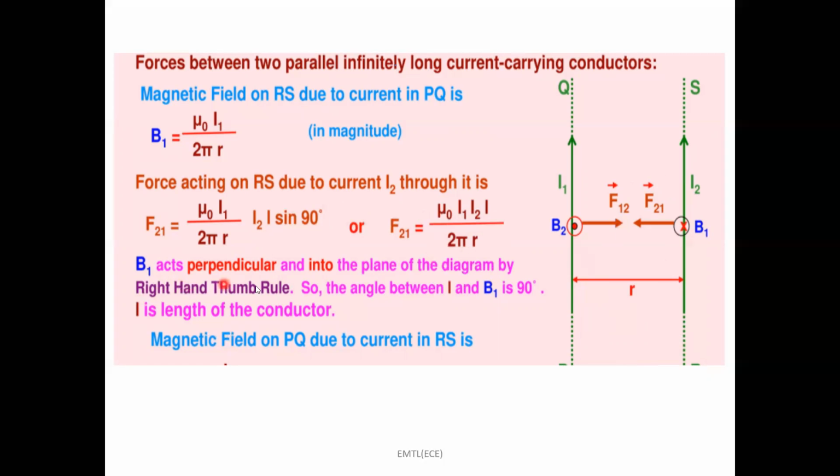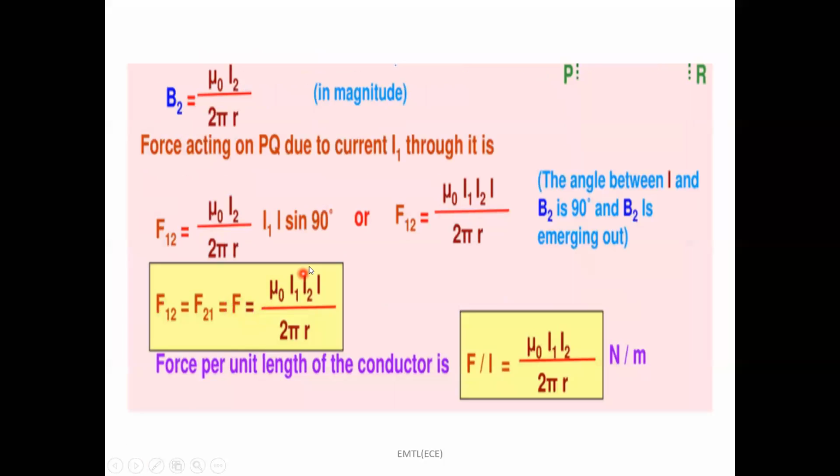So here B1 acts perpendicular and into the plane of the diagram. According to the right hand thumb rule, the angle between I and B1 is 90 degrees. So L is the length of the conductor. Then this is the expression for F21, mu naught I1 I2 L by 2 pi R. Similarly, force acting on PQ due to I1 is expressed as F12 is equal to mu naught I1 I2 L by 2 pi R. When you observe, the force acting on both conductors is equal.